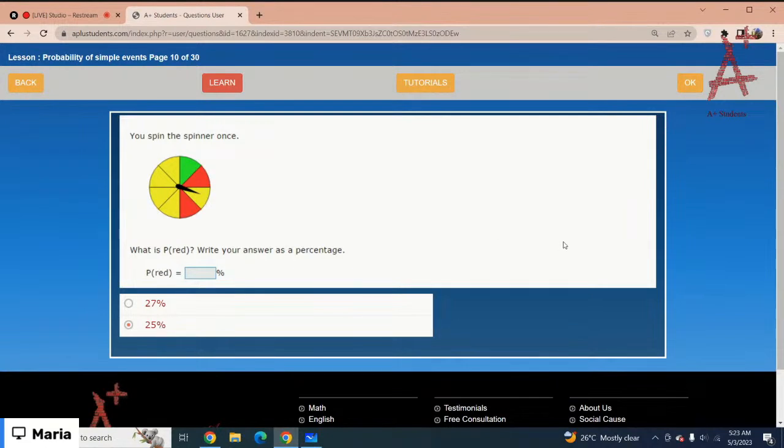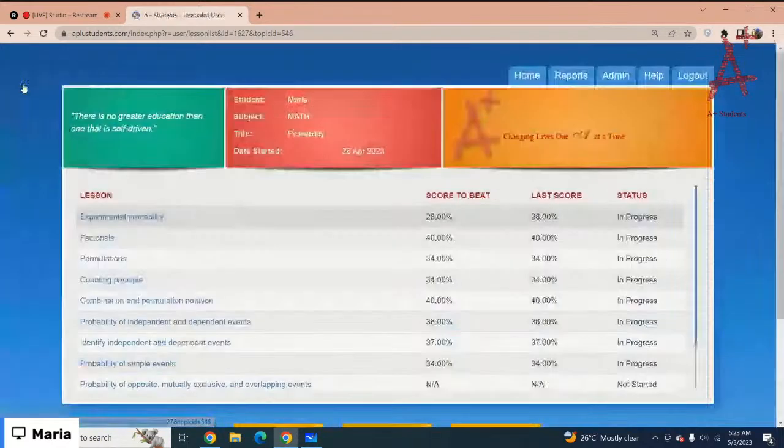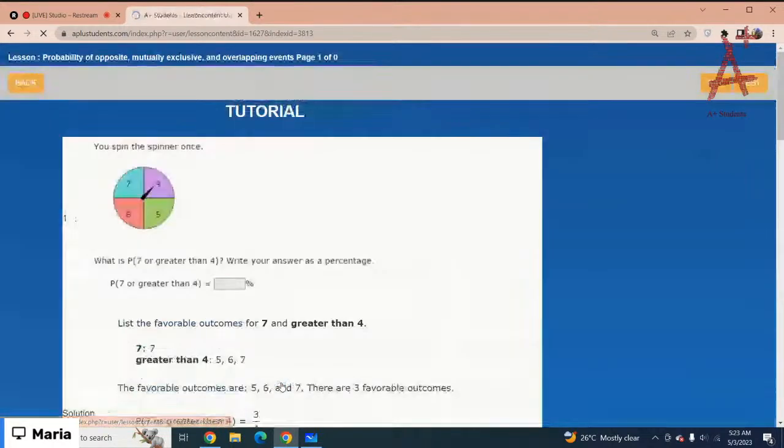Okay, you can complete the test by yourself later today. Let me just move on to the next lesson. And the next lesson is probability of opposites, mutually exclusive and overlapping events. Let's just start with the next lesson.